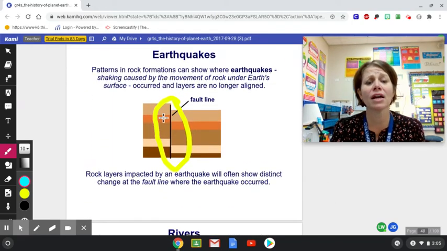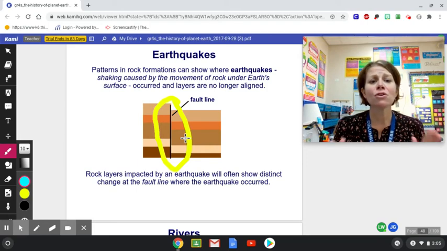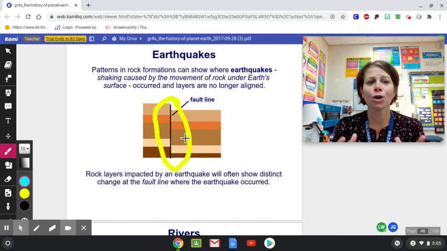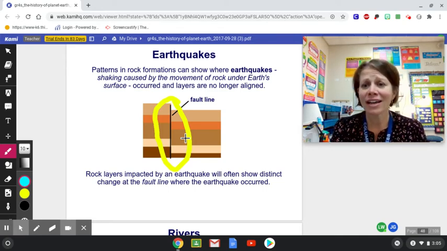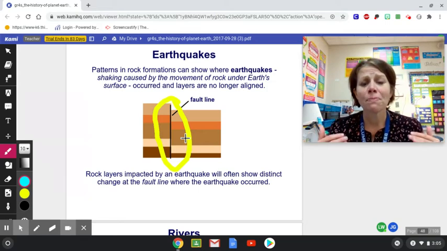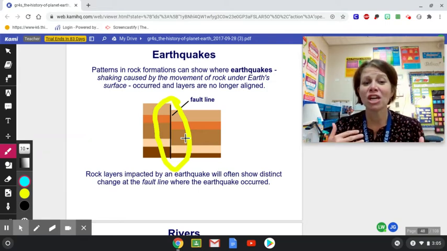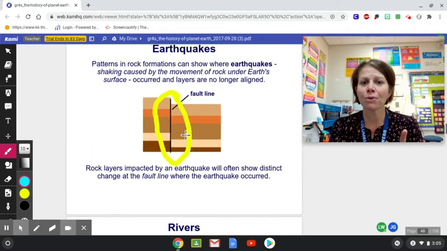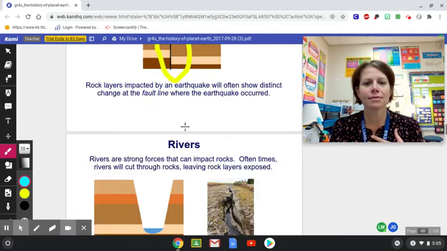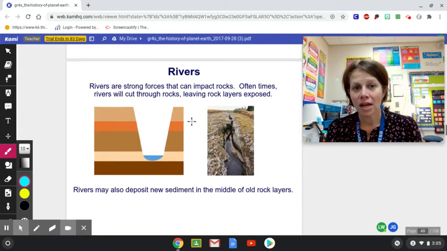So I circled this line right here so you can see patterns in rock formations can show where earthquakes occur. Earthquakes are the shaking caused by the movement under Earth's surface, and when they occur, layers no longer align. So the rock layers impacted by an earthquake often show distinct change at the fault line where the earthquake occurs. So we're going to understand that all, okay? We're going to break that all down in just a moment when we talk about plates, okay? Another way is rivers.